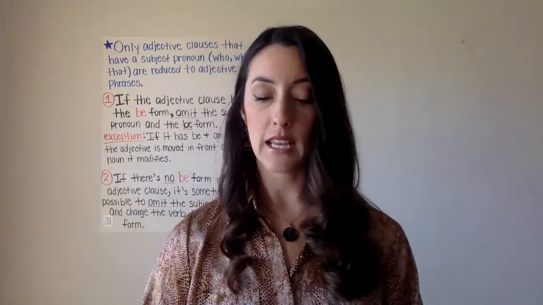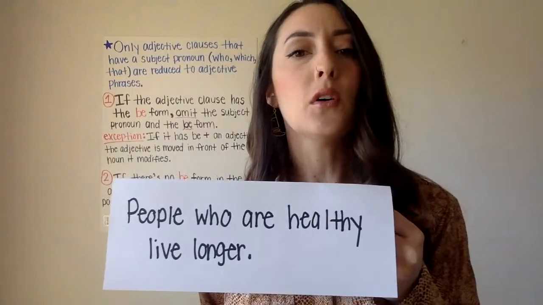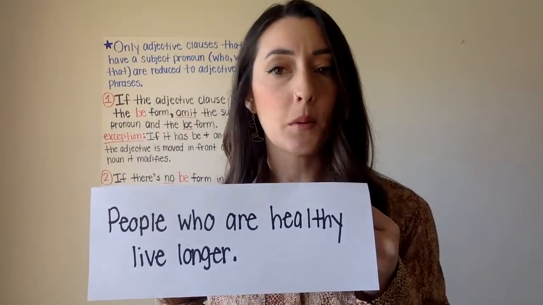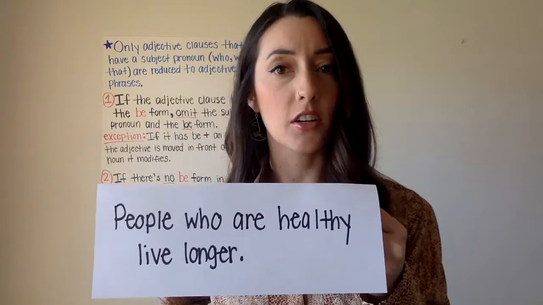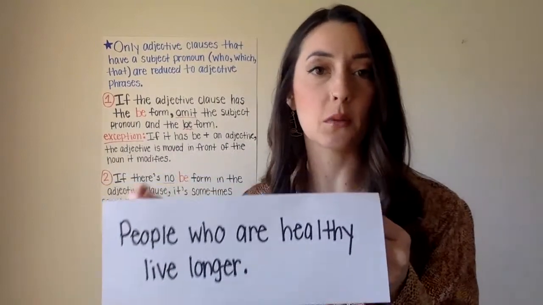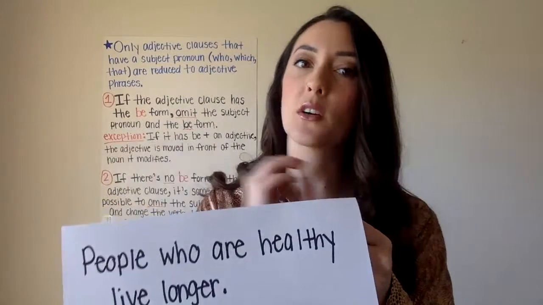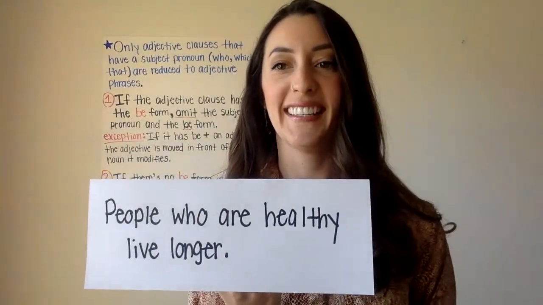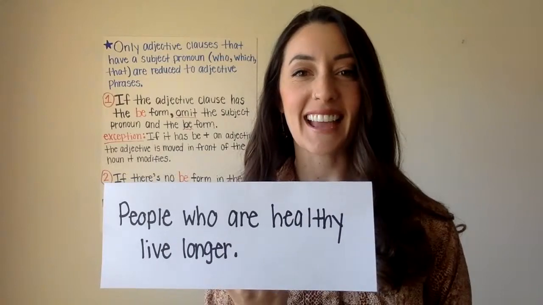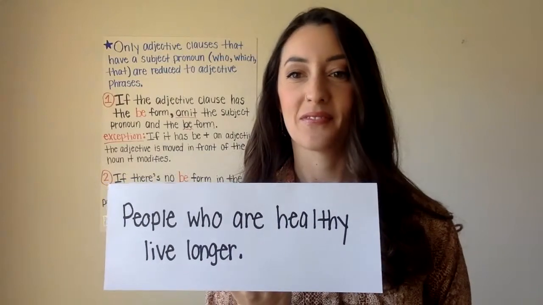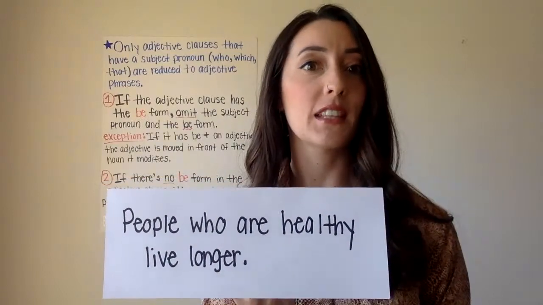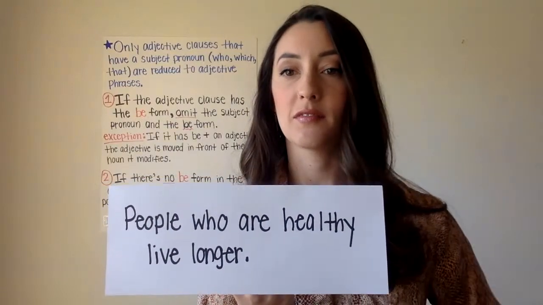So your adjective clause is people who are healthy live longer. So keeping in mind this exception that we just talked about, how am I going to make this an adjective phrase? Sorry, moving that around. I'll give everyone just a moment. Remember what you have to do with the adjective, where you have to move it.